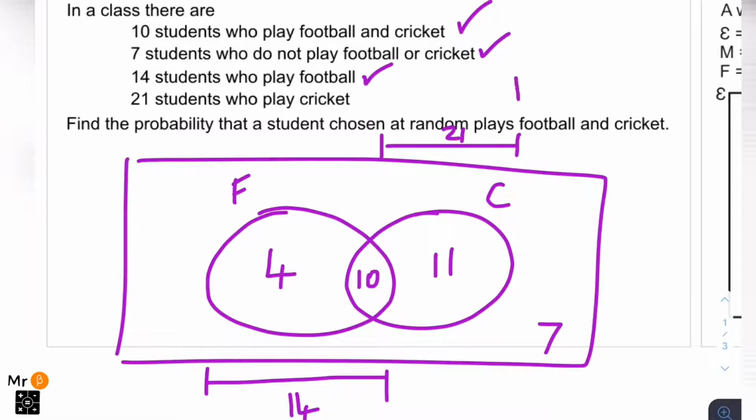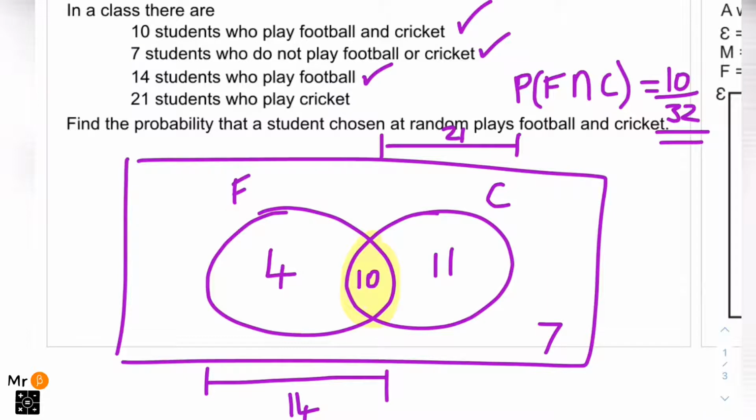It wants you to find the probability that the student chosen at random plays football and cricket. So therefore we are just looking in this middle section for our football and cricket, which is 10 out of the total number of pupils. To get your total number of pupils, you just add your numbers together. So 4 plus 10 plus 11 plus 7, and that is equal to 32. Again, as a probability, you can give it as a fraction or a decimal, but as this is extra work, we're just going to leave it as a fraction.